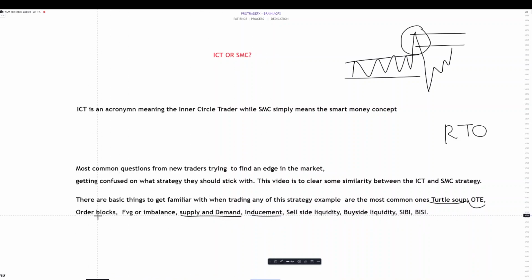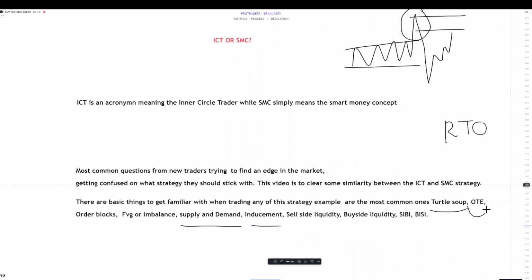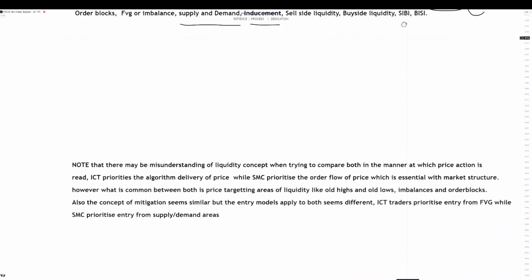We have the order block as well, similar things with ICT. We have the fair value gap or imbalance. Both are also present in them. Now, what you need to also understand is that these concepts are similar. You can start to trade ICT and transition, just like myself, into SMC. You will always have the same approach to the market. Now, what is being prioritized is going to be the next one, which I'm going to explain to you here.